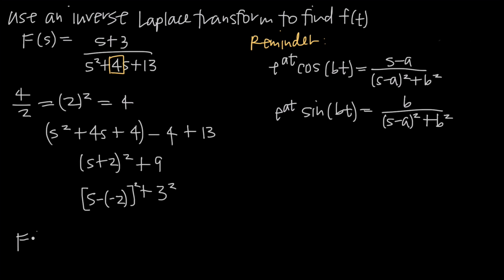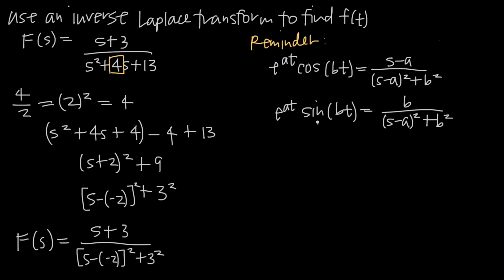So then let's go ahead and write out our function. We'll say capital F of s is equal to, here we're going to say s plus 3 divided by the new denominator we just found, s minus a negative 2 quantity squared plus 3 squared.